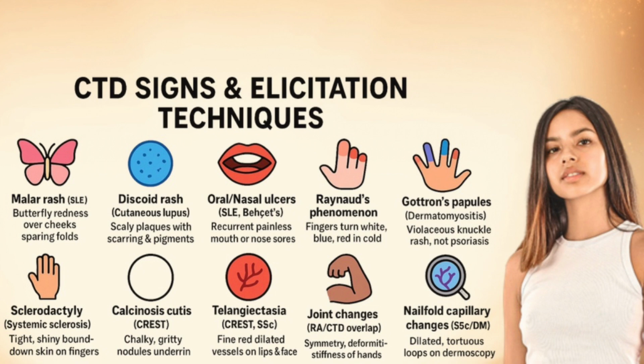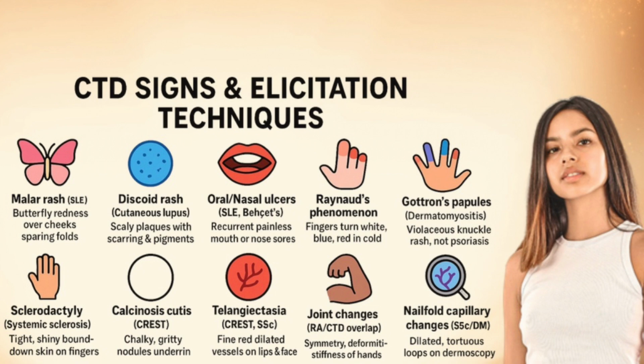2. Discoid rash is seen in cutaneous lupus. It matters because it indicates chronic cutaneous lupus with risk of scarring and pigment loss. Ask about persistent scaly patches or hair loss. Inspect scalp, ears, and cheeks. Look for circular plaques with central hypopigmentation and peripheral hyperpigmentation. For example, a middle-aged man with scarring alopecia and discoid lesions on the scalp confirms the diagnosis.